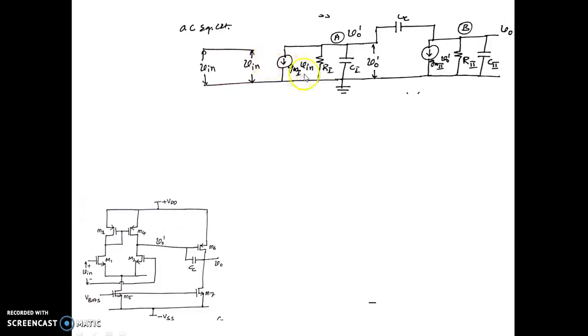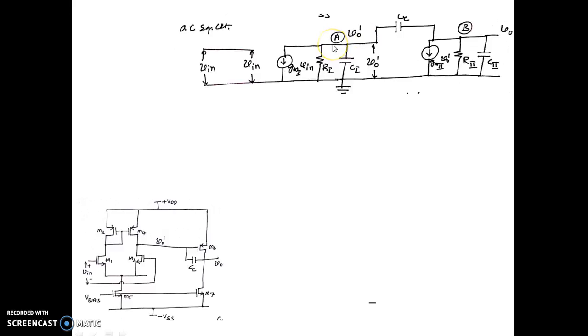You can see it is similar to the earlier one without compensation. Only thing is that of course we have this GM1 V in as the current source corresponding to the first stage, and we have R1 C1, which is the output resistance and the output capacitance of stage 1, and similarly for the second stage, output resistance and output capacitance. And see here, this CC which is there between the output and the input of your second stage has been put here. Now this is that compensation capacitor.